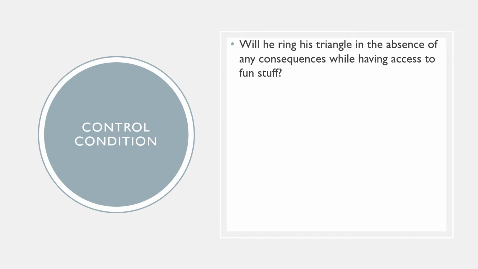The first condition we'll look at is the control condition. Here we're seeing if we give Kensington access to fun stuff to play with, social attention, and we have no set consequences for his triangle ringing, will he still ring his triangle? This condition serves as our baseline condition because we have no set consequences for his triangle ringing.